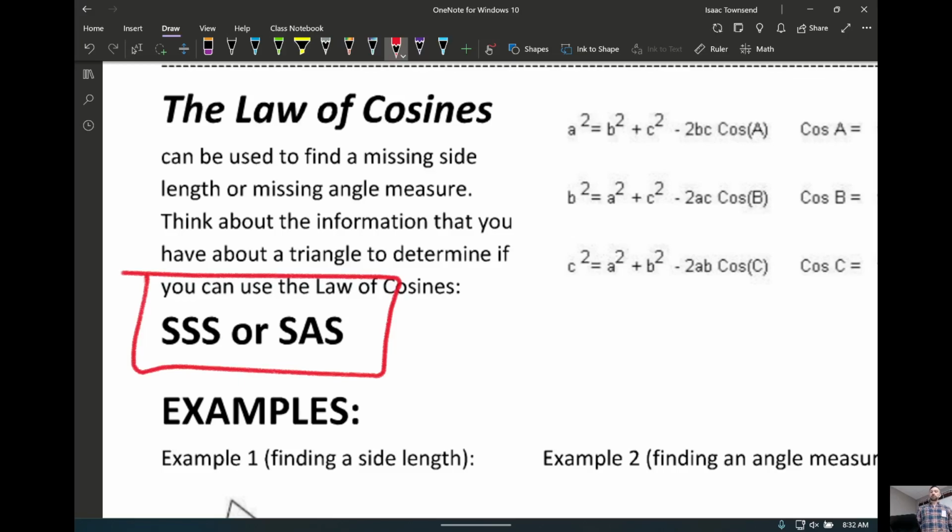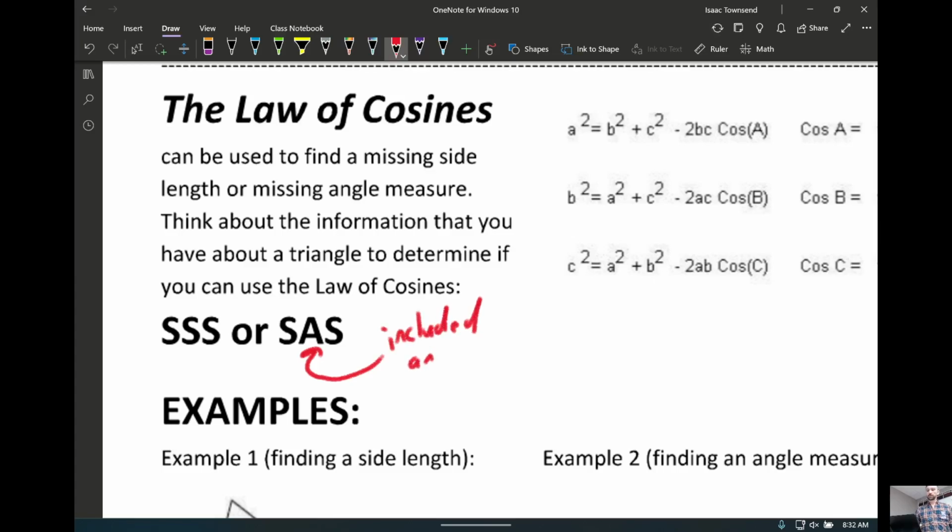So, this is of course when you have 3 side lengths of a triangle. This is when you have 2 side lengths of a triangle. And this A is between the S, so the angle you know the measure of has to be tracked between the 2 sides you know the length of. This would be called the included angle.